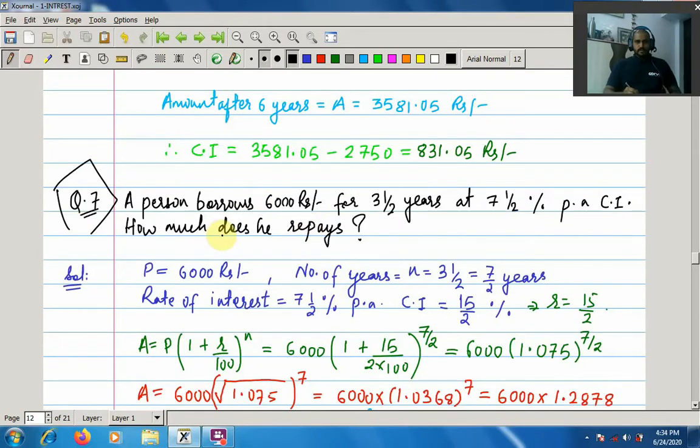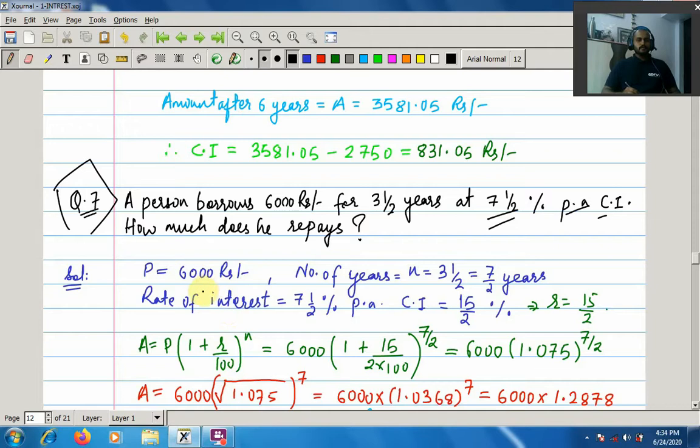So we were reading this question in the second lecture. A person borrows 6,000 rupees for 3.5 years at 7.5% per annum compound interest. How much does he repay?